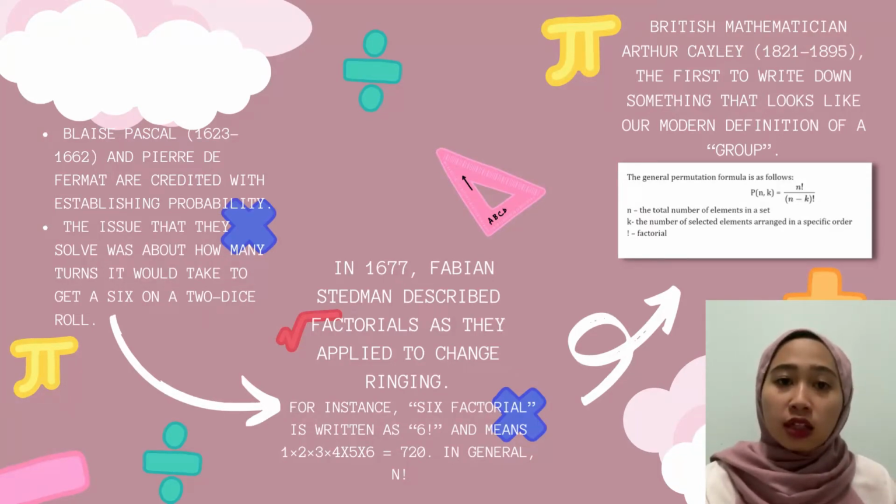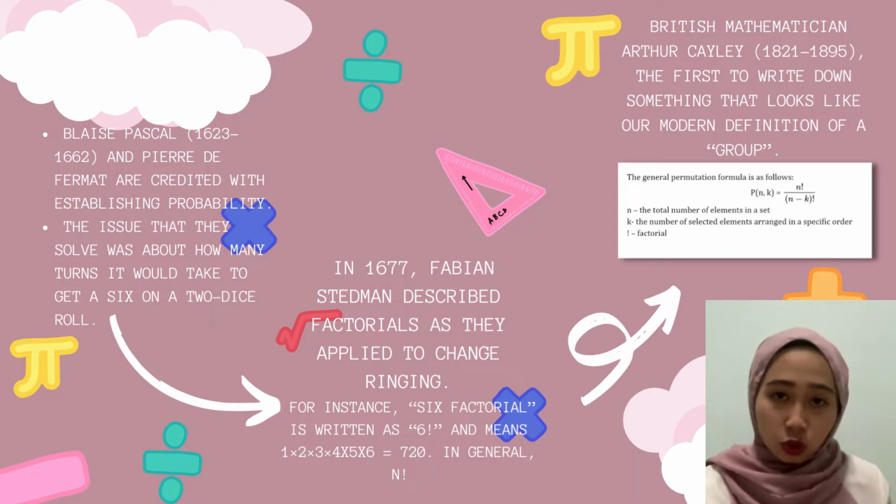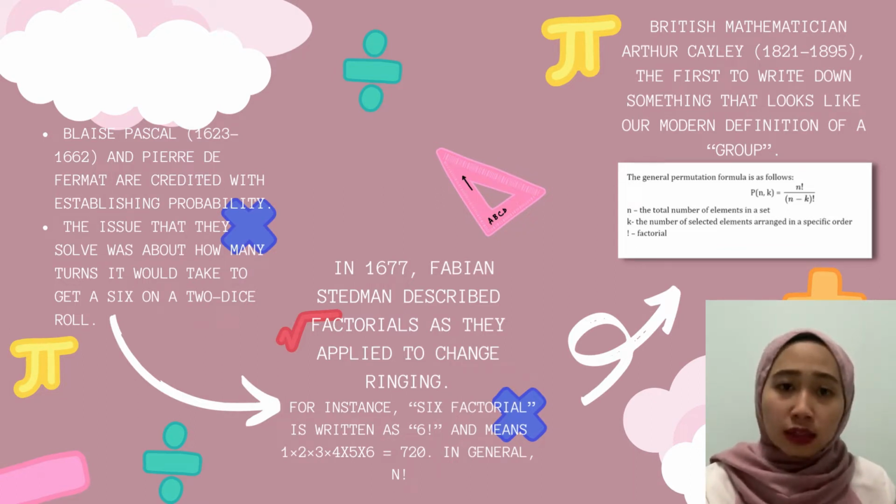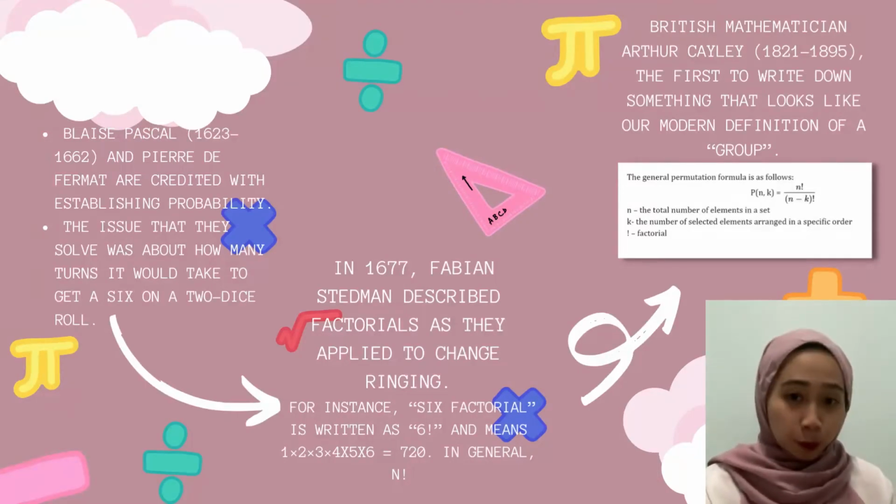Mathematicians investigated structures that are now called groups as early as 200 BC, which are structures such as symmetry, number, permutation, and more. But it was not until the mid-1800s that someone identified something in common between collections of symmetries, numbers, and other operations. British mathematician Arthur Cayley was the first to write down something that looked like our modern definition of a group.